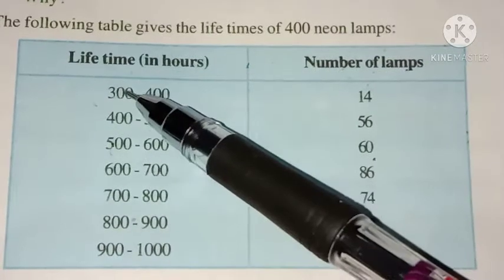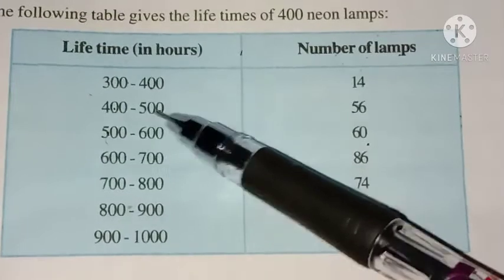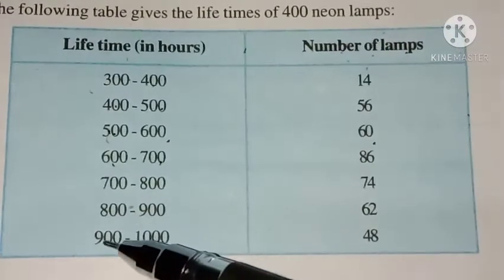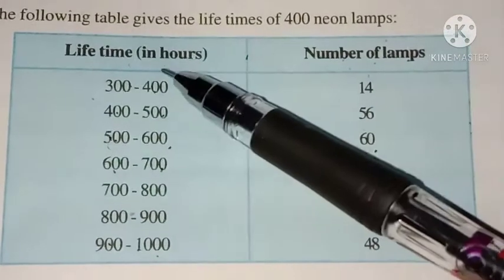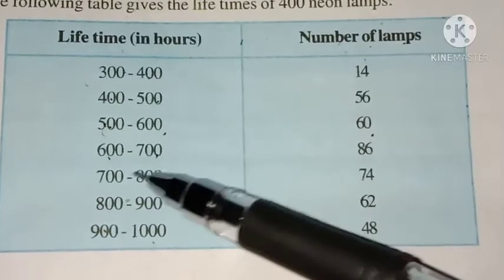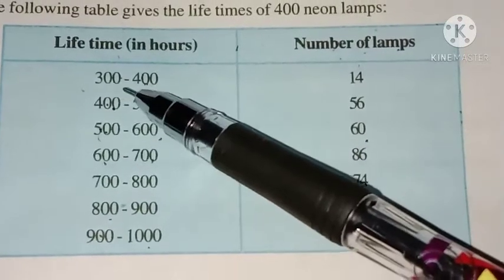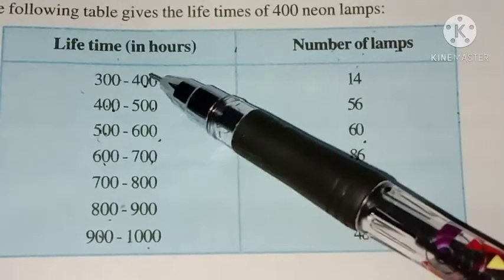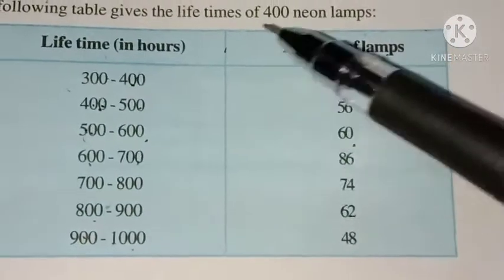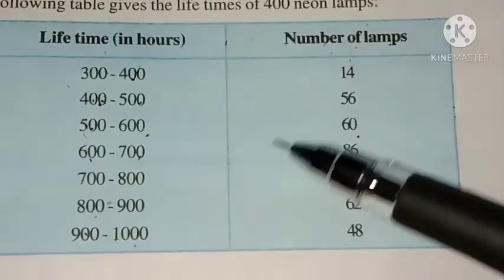See here the class intervals start from 300 to 400, then 400 to 500, 500 to 600, 600 to 700, up to 900 to 1000. These classes are in continuous class interval form. Here 400, here also 400. You just verify whether these two limits are the same. So we have to draw this data in the form of a histogram.